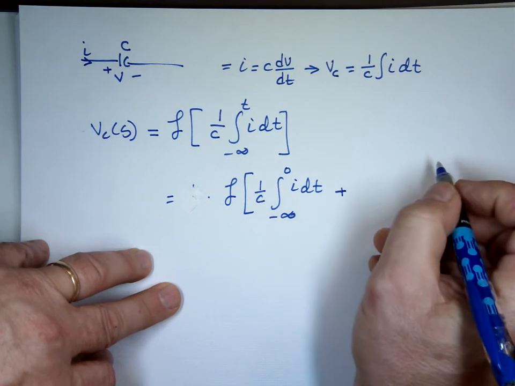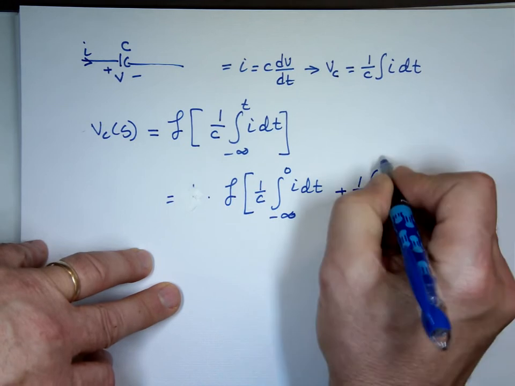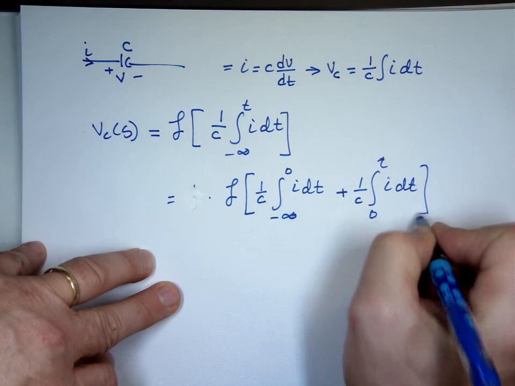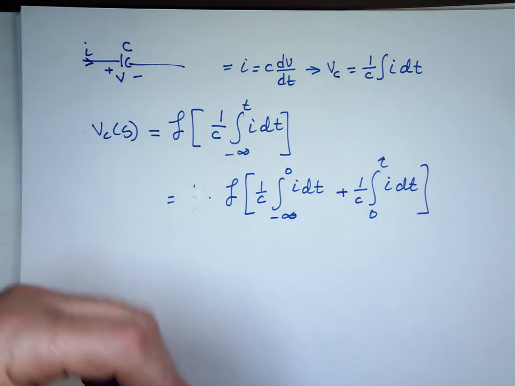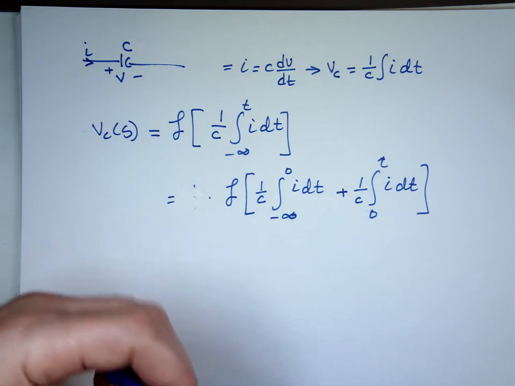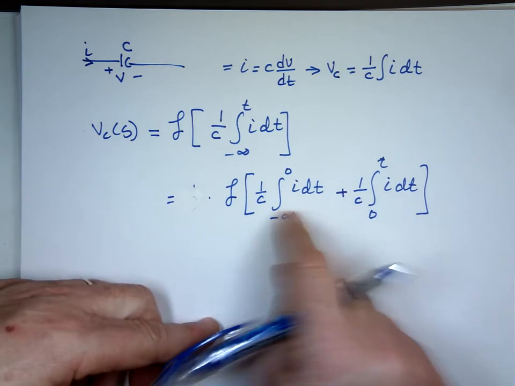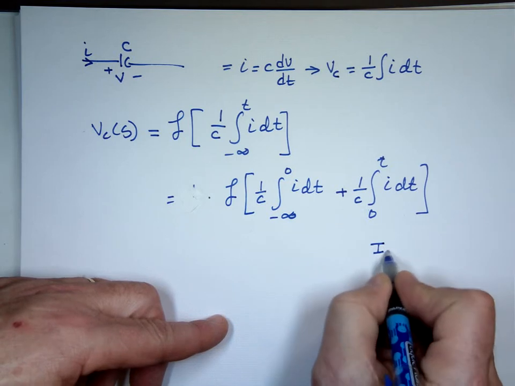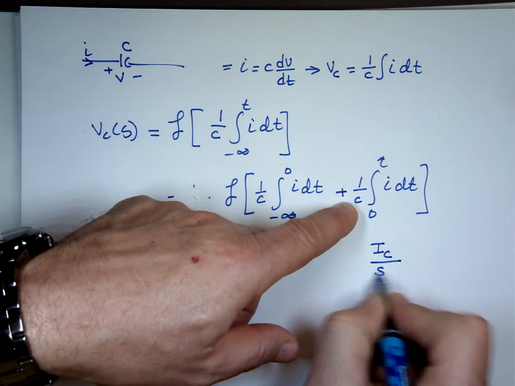Plus 1 over C, the integral from 0 to t, I sub C dt. And what you're going to end up with for a capacitor, this one here will give me I over S. I through the capacitor divided by S, and there's a C in the front, SC.